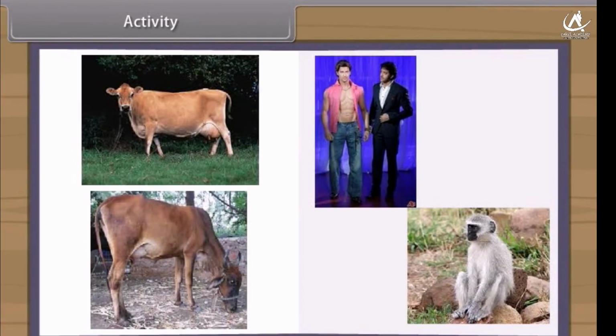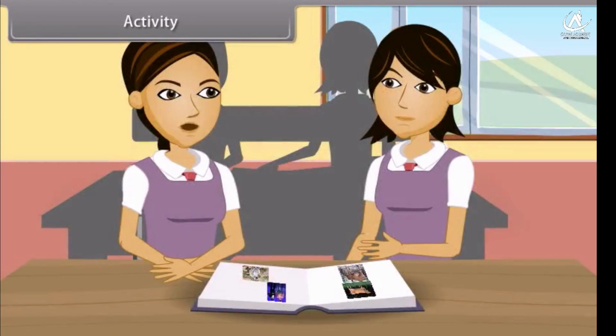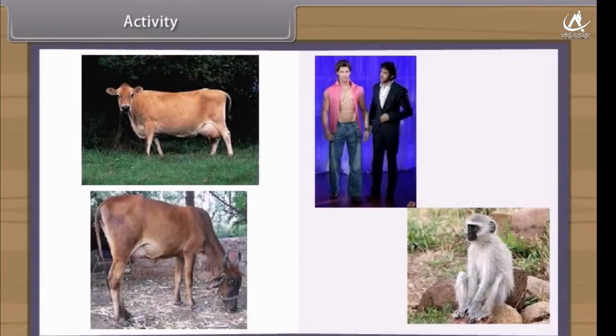When we study physical characters of Desi cow and Jersey cow, we find very few differences. But when we see them in a crowd, then a Jersey cow can be distinguished from a distance due to its height and stature. But when we look at a cow and a monkey, then we find that man resembles a monkey more than a cow, although all are mammals.